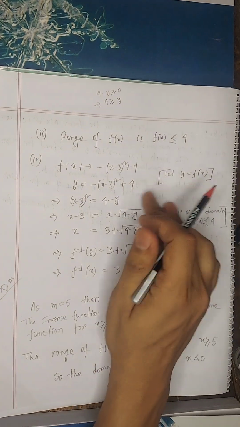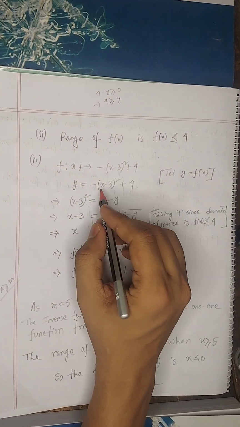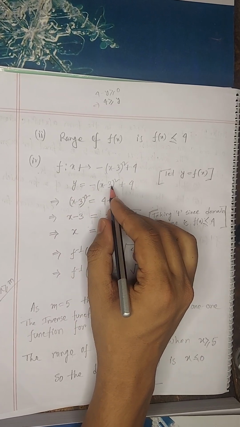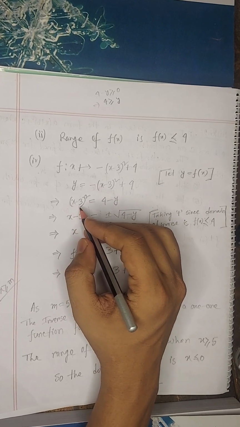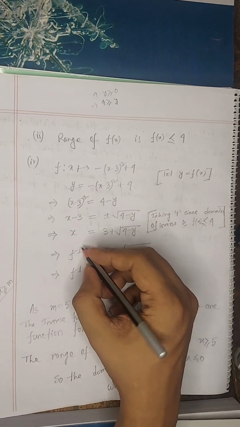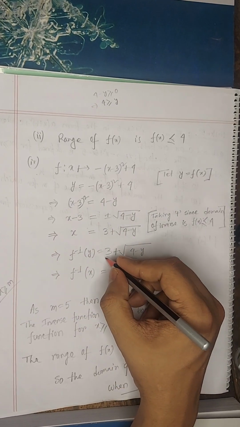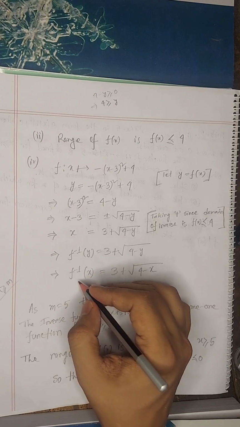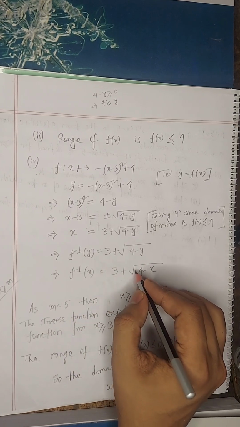Now here if we take y is equal to minus (x minus 3) whole square plus 4, we can bring this part to the left hand side, then we get the value of x is 3 plus root over 4 minus y. So x equal to f inverse y, it will be equal to 3 plus root over 4 minus y. We can write this f inverse x is equal to 3 plus root over 4 minus x.